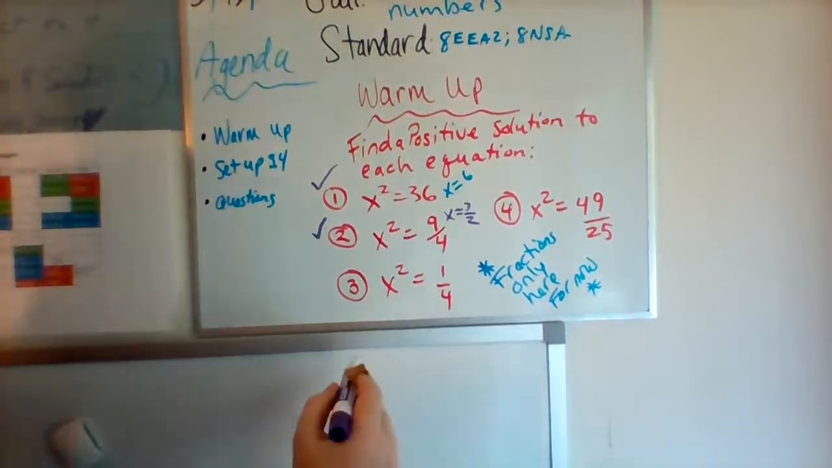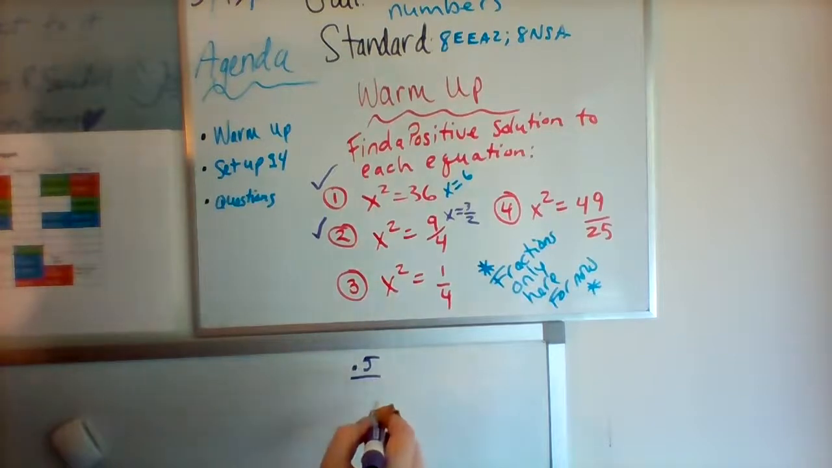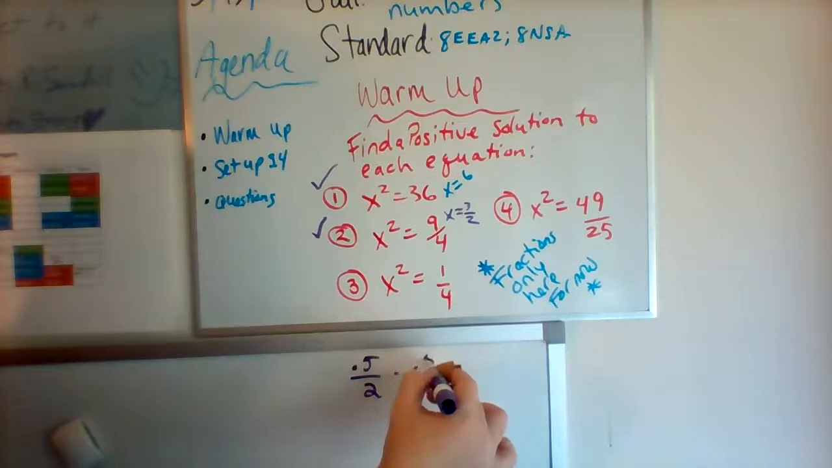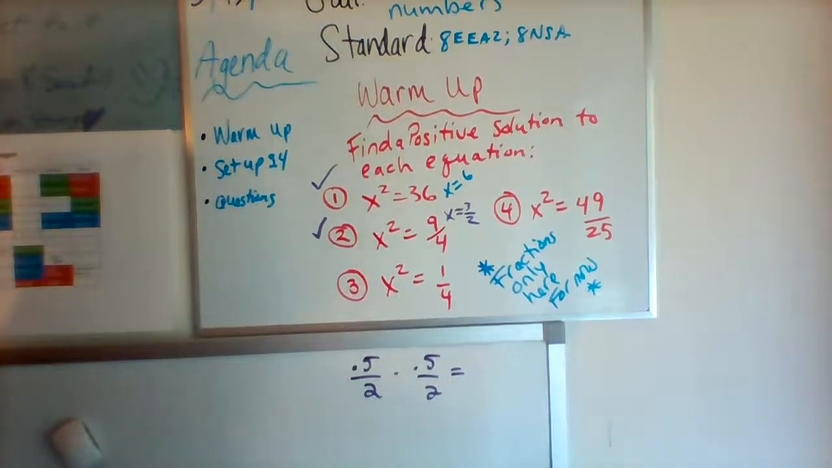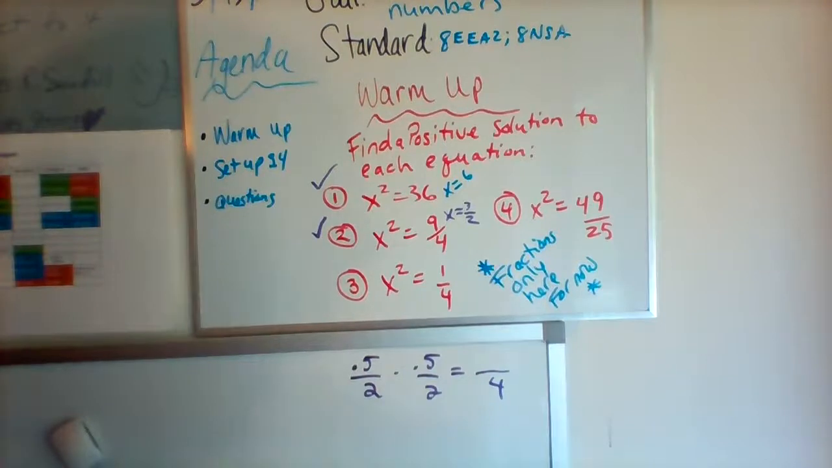Kevin is saying that if we have a half over 2 times a half over 2, we will get 1 over 4. So obviously 2 times 2 is 4. Is a half times a half. If I do a half times a half, do I get a whole?